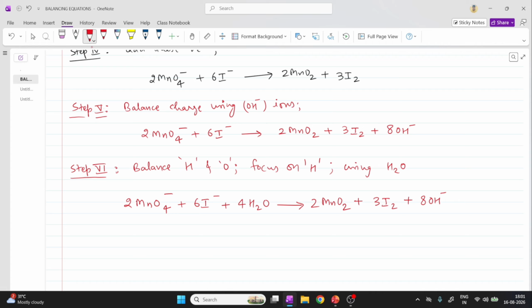Calculate oxygen. On this side we have O4 times 2, so 8 oxygen, and here we have 4. So 8 plus 4, 12 oxygen. On the right side, 2 times 2 on this side and 8 on this side, 12 oxygen. So oxygen is already balanced. That means now this equation is finally balanced. So this is the balanced equation. In 6 steps we have balanced this reaction. Okay, fine. Now let us take another example.